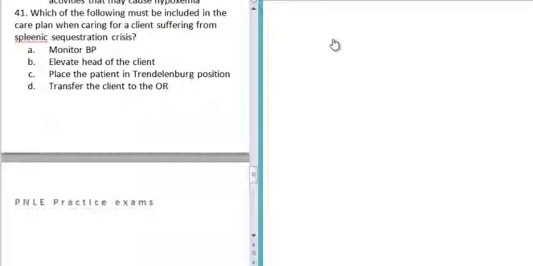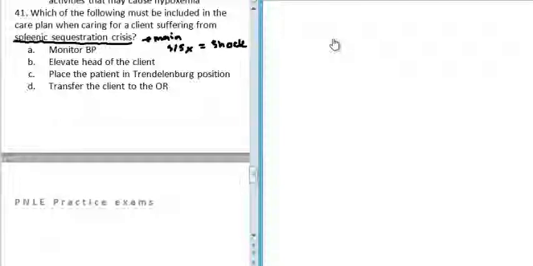Which of the following must be included in the care plan when caring for a client suffering from splenic sequestration crisis? When we say splenic sequestration crisis, the main symptom is shock. Therefore, you need letter A. Monitor BP. Next.